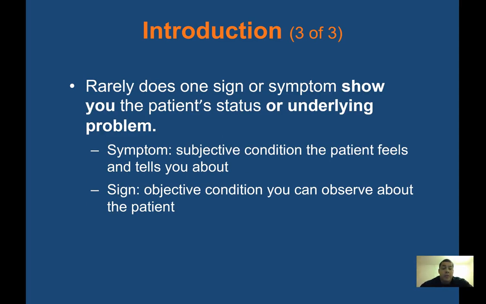Rarely does one sign or symptom show you the patient's status or underlying problem. A symptom is a subjective condition that the patient feels and tells you about. So this would be, I'm having chest pain, I'm having abdominal pain. Something that the patient is telling you. A sign is an objective condition you can observe about the patient. Does the patient look pale? Does the patient look sweaty, diaphoretic? Is the patient bleeding? Does the patient have lacerations? Anything that you can see is an objective condition, and that's going to be a sign. A symptom is what the patient tells you.